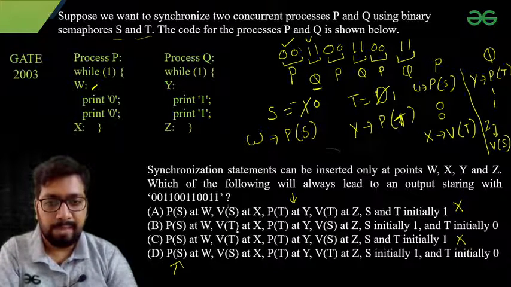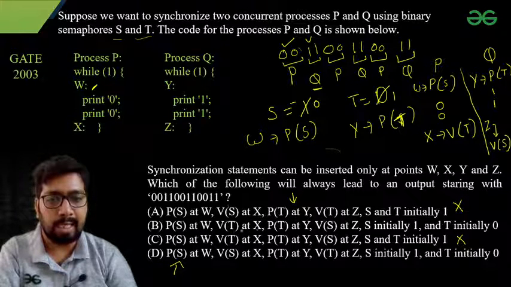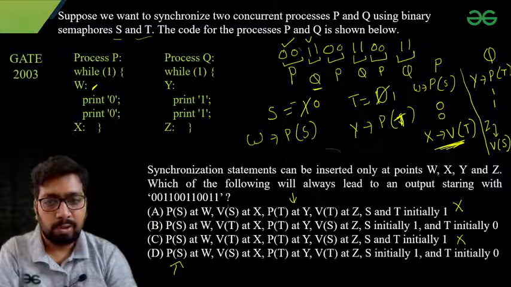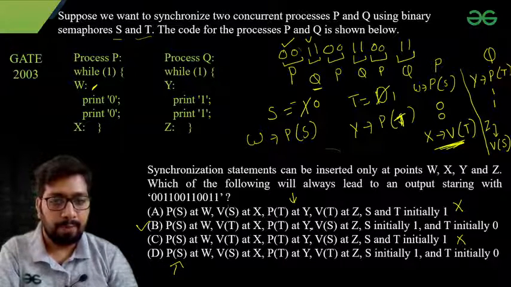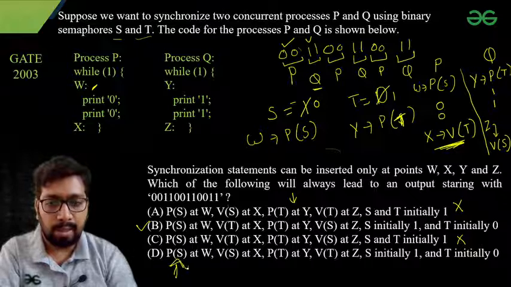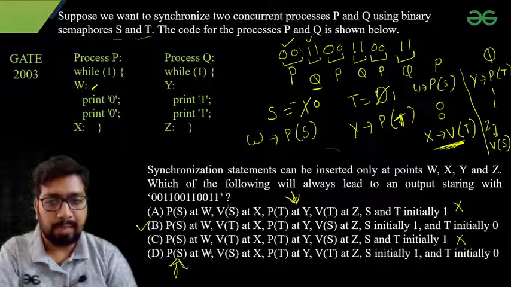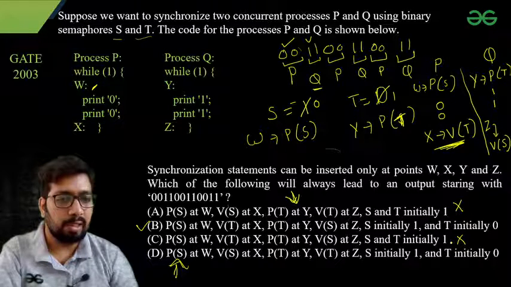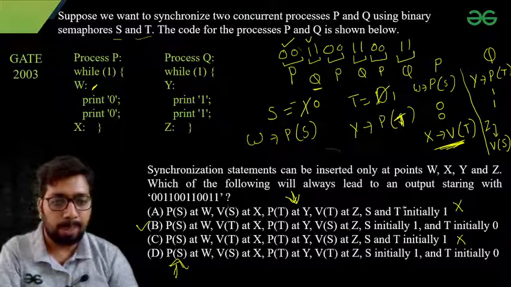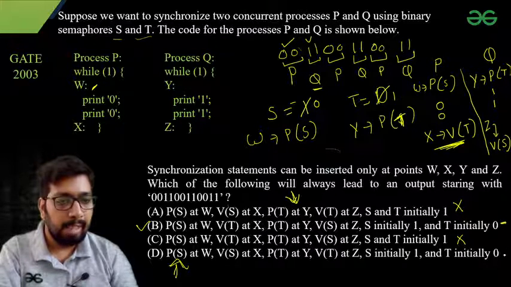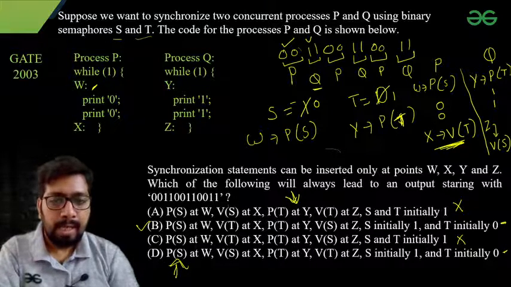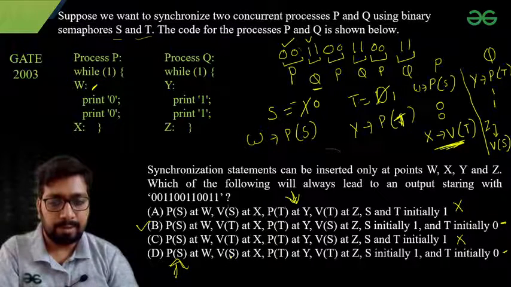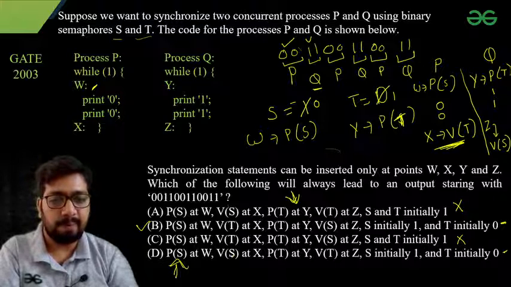You can see V of T is X. So at X we are signaling T. So the answer is B. You can see these two are common in all the cases, that means W and Y are common. And I have already told you the initial value of T cannot be 1. Now the remaining options can be B and D. In the other option, after P of S, it is performing V of S.